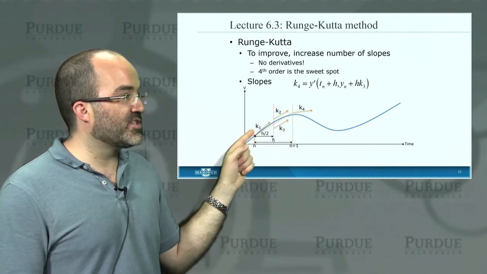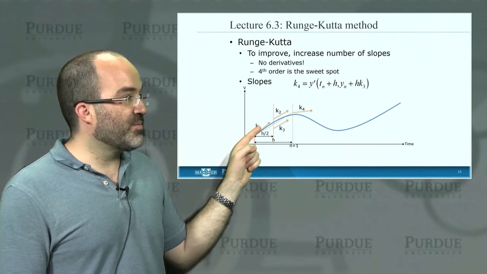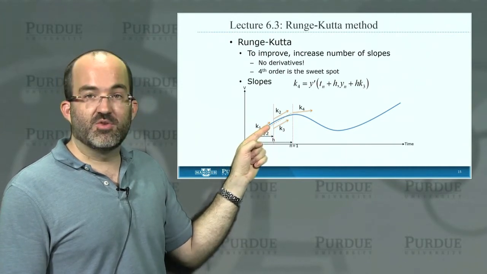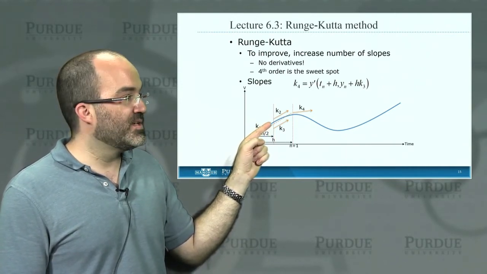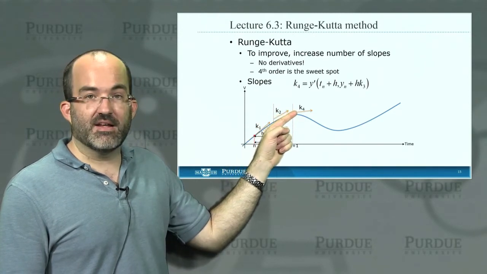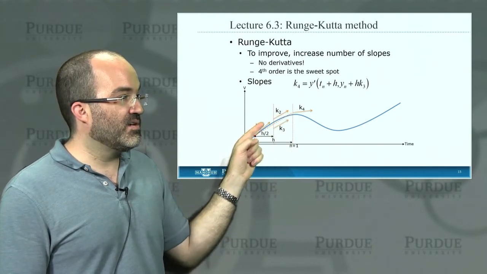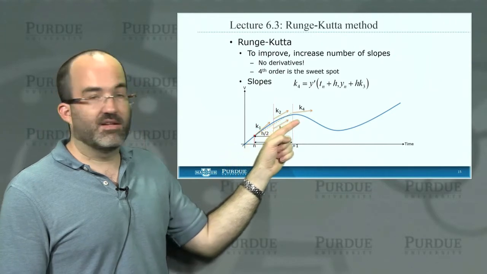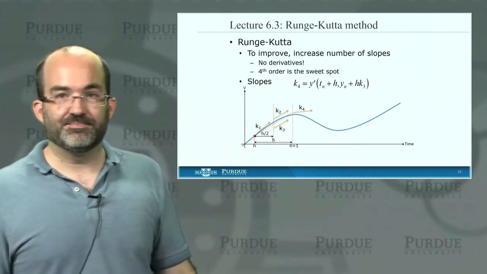So we're measuring what the slope is at the beginning, what the slope is in the middle, twice, using two different guesses of the slope, and then the slope at the end. So we have slope K1, slope K2, K3, and K4. Let's go through that all one more time.